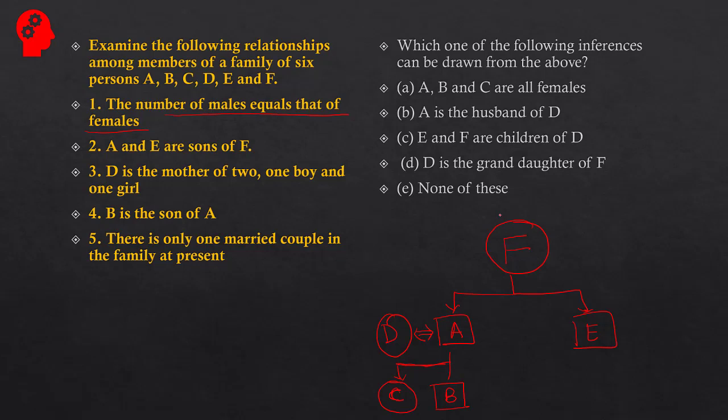So now we have located gender of every person and also we have drafted the family tree. Now, which one of the following inferences can be drawn from the above? A, B, C are all females. Definitely that is not the case. A is the husband of D. Yes, that is very evident from the family tree. So if we have the family tree in front of us, it becomes very easy to answer the question which comes with that particular family tree puzzle.